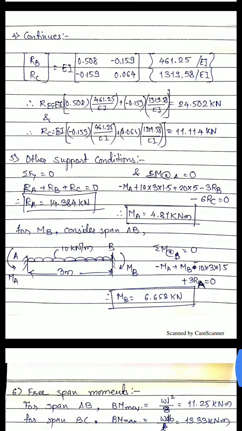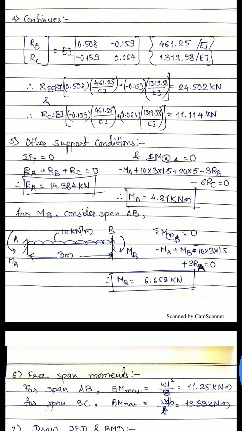Okay, we have taken Ma as a hogging bending moment. That's why you can see over here minus Ma plus total loading. We have to calculate the moments, and then due to support actions Rb and Rc, because we are trying to find out summation of moment at point A only. So from this you can find out Ma value, which comes out to be 4.81, and Ra comes out to be 14.384.